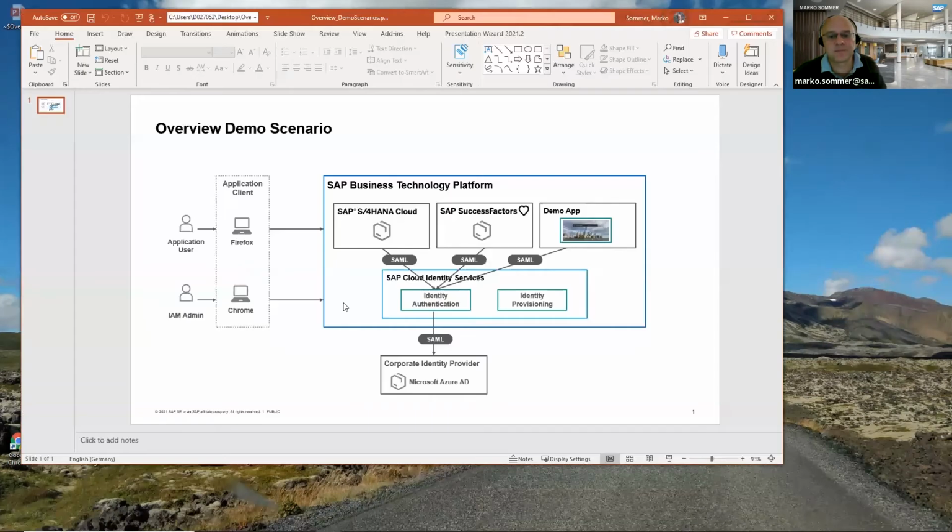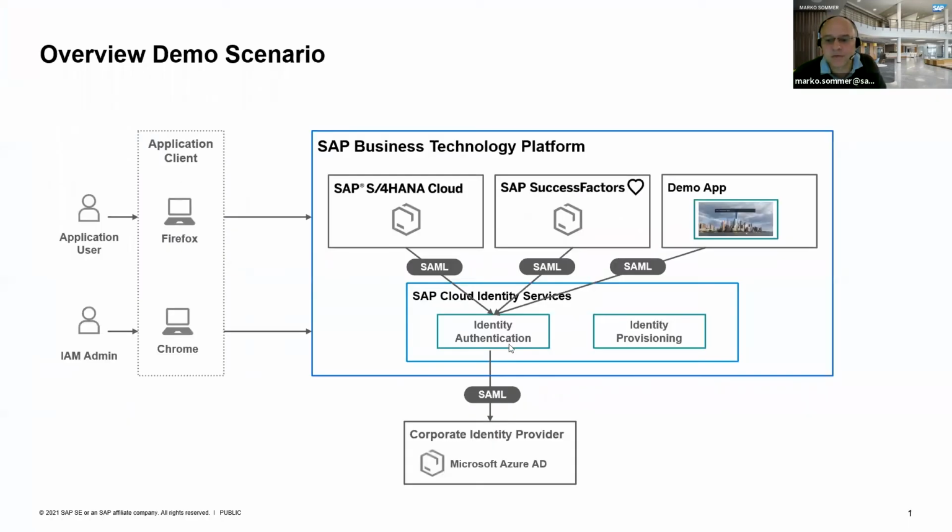So we have, from the overview perspective now, changed the configuration here so that when accessing the S4 system, we had a redirect based on the security assertion markup language protocol to the identity authentication service. Thereafter, IAS detected that it's configured to redirect the user to the corporate identity provider, namely Microsoft Azure AD, where I had to provide my credentials, and if they were valid, I received an active session in the respective S4 system.